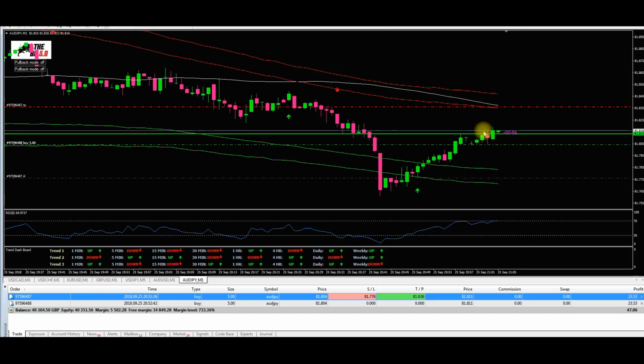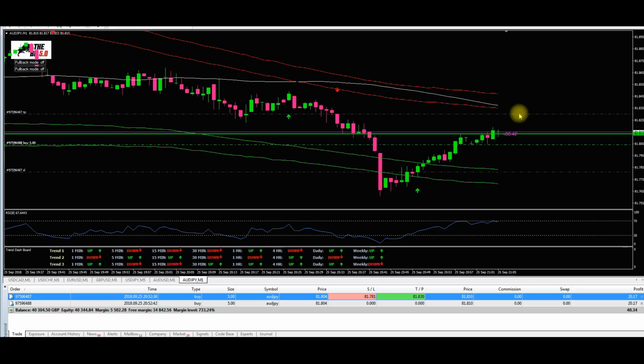Okay, £47. So you see, as the trade's going up now, I can bring up my stop loss. And in fact, I might even lower my take profit as well, so I get filled. There we go, 67 quid. This is a really quick trade.